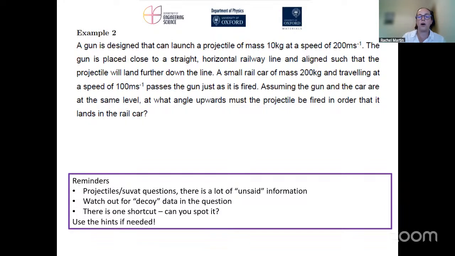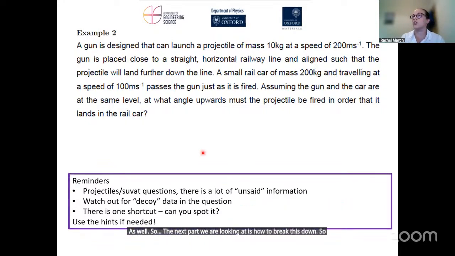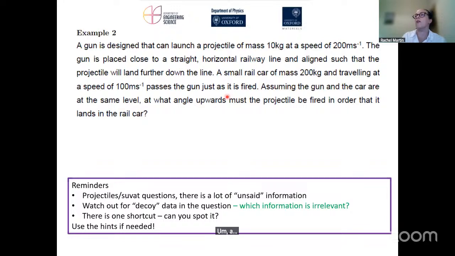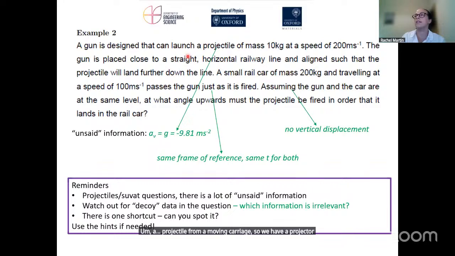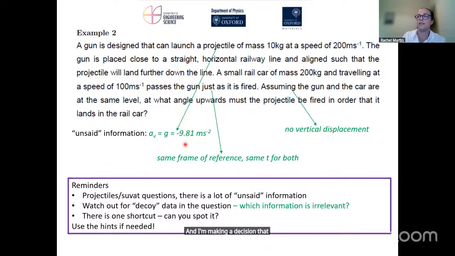So the next part we are looking at is how to break this down. In a projectiles question, this is a projectile because we are launching a projectile from a moving carriage. So we have a projectile. The unsaid information is that the vertical acceleration is always going to be acceleration due to gravity. And I'm making a decision that downwards is negative in this part of the question.